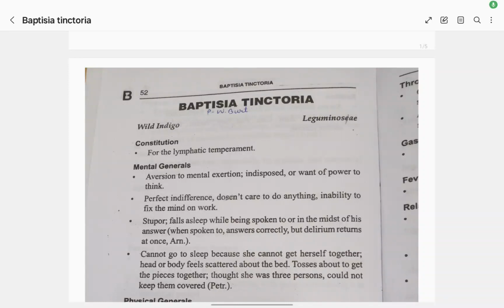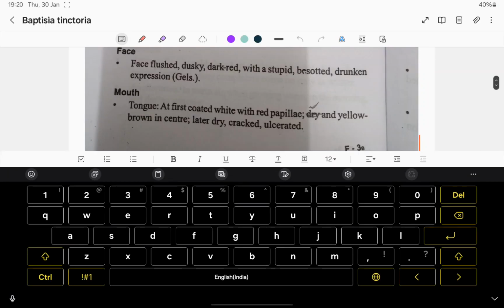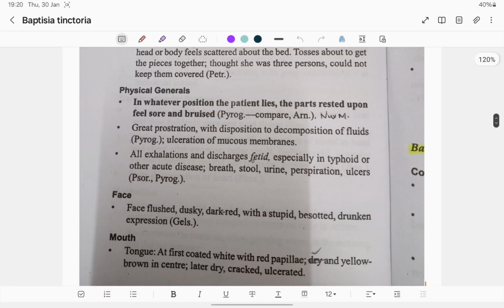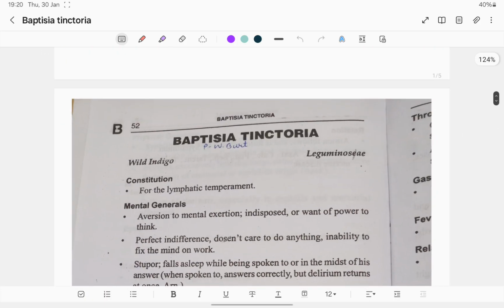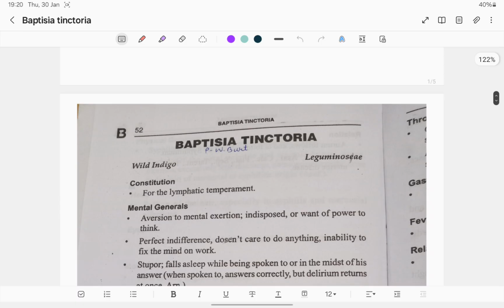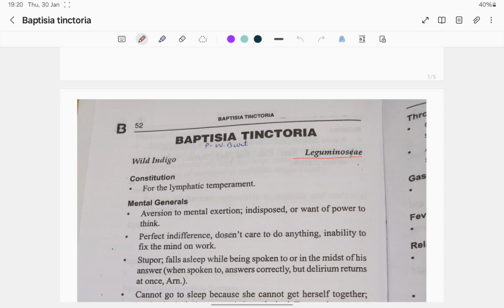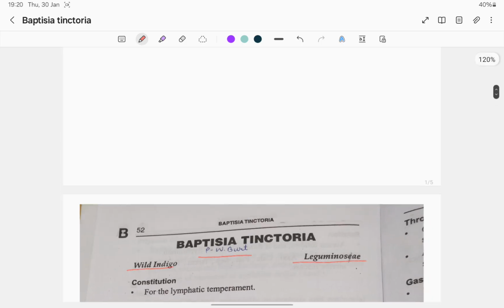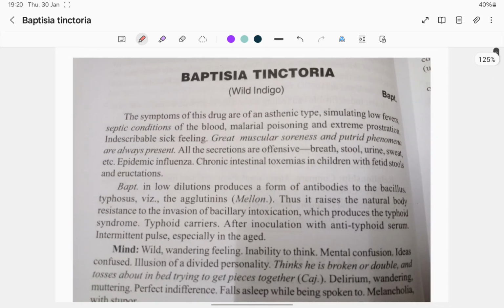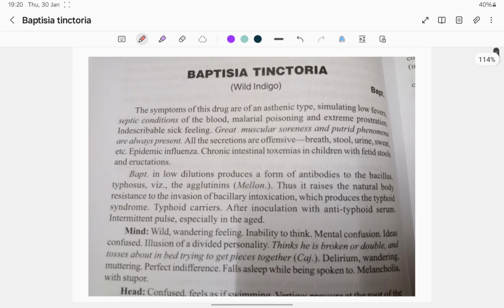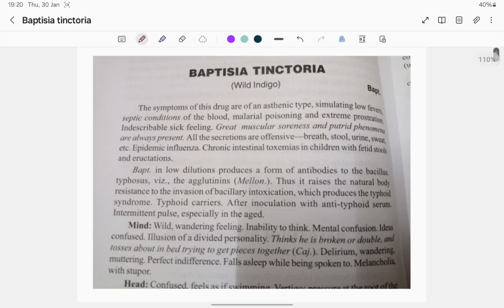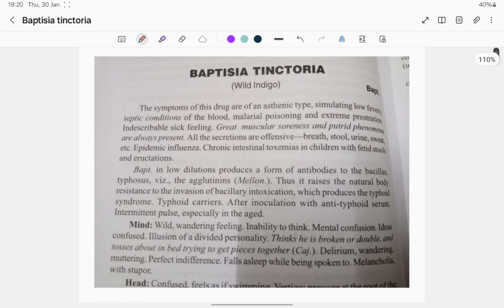Hello students, today we are going to discuss our drug Baptisia tinctoria. Baptisia tinctoria, common name wild indigo, belongs to the family Leguminosae. The drug prover is William Burt, and I will discuss it from Boericke Materia Medica, Allen's Keynotes, SK Dubey Materia Medica and Nash. So let's start our drug.